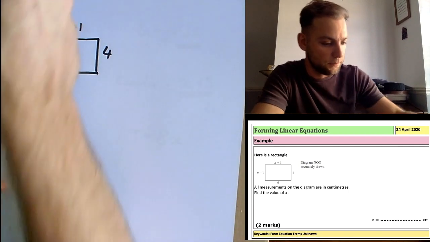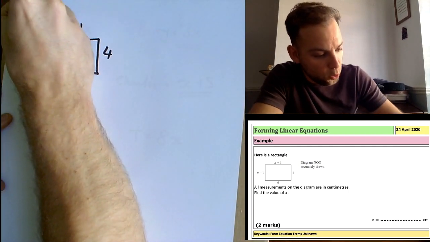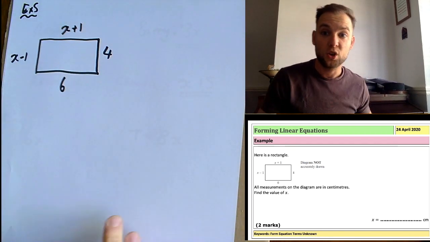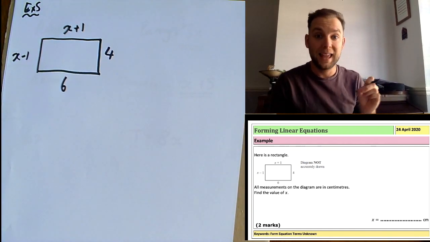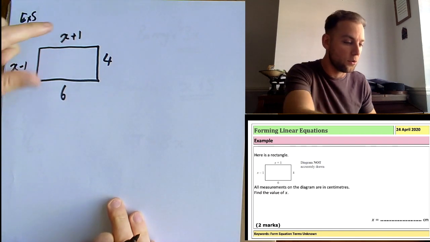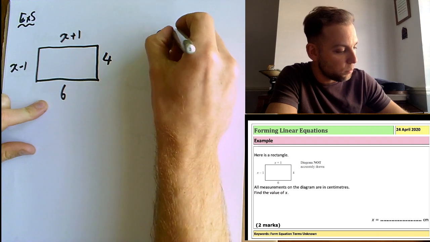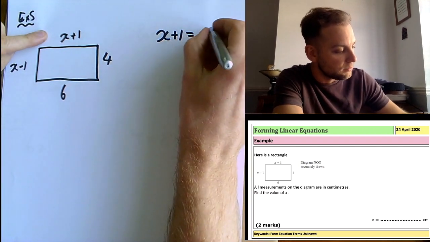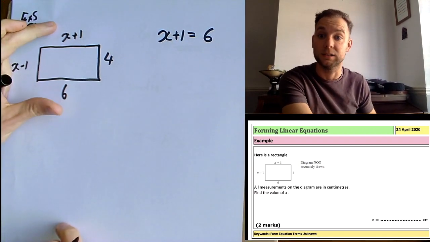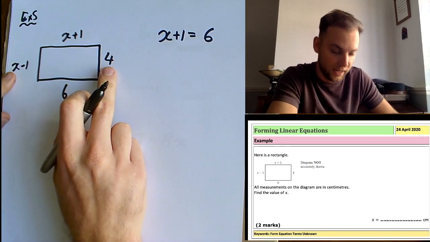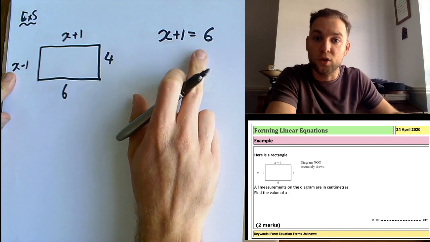What example is this? Example 5. All of these sides are different, but actually some of them are the same. If this is a rectangle, we know that the top is equal to the bottom. So I can say that x plus 1 is equal to 6 because it's a rectangle. Now actually, I don't need to use this one here, I could just solve using this one.